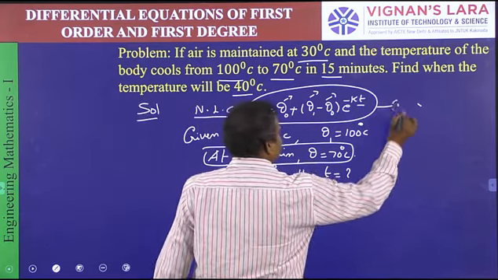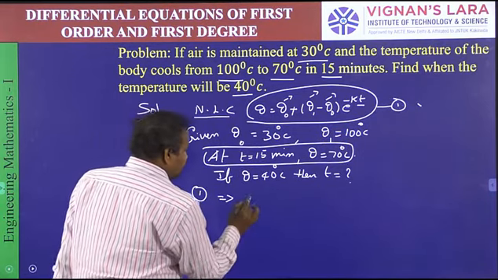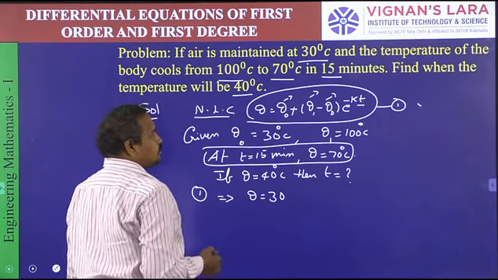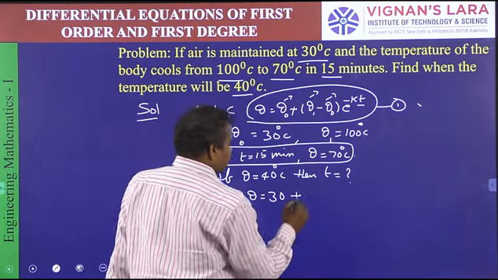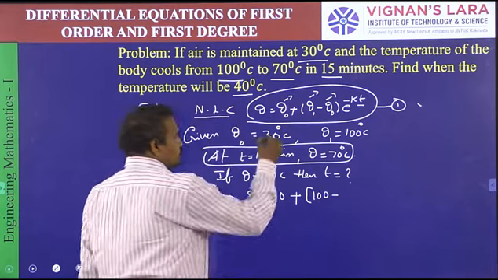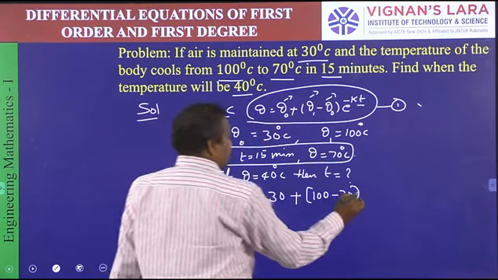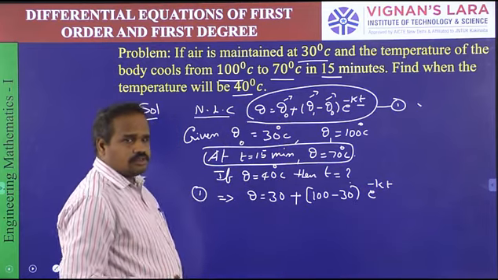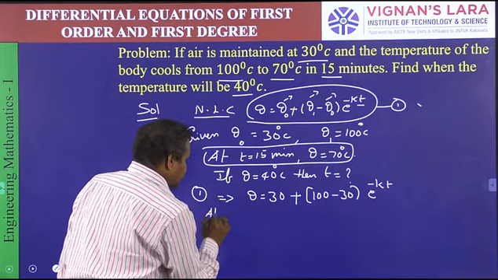Let it be 1. 1 implies theta is equal to theta naught. What is the value of theta naught? 30. Plus, I am not writing degrees, at the end I will write. Theta 1. What is the value of theta 1? 100. Theta equals 30 plus (100 minus 30) into e power minus kt. Actually this formula I got. Now first condition, apply first condition in this.